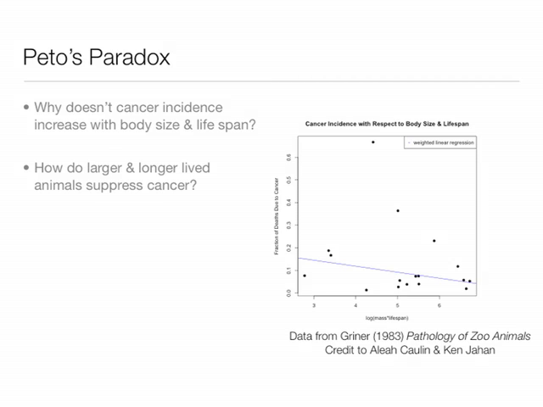And this is some data that Aaliyah Collin and Ken Yan have pulled together, showing that it really is not the case that cancer incidence increases with body size and lifespan. In fact, it looks like there's a slight negative correlation there. And this is because evolution is really kind of optimizing the trade-offs here.